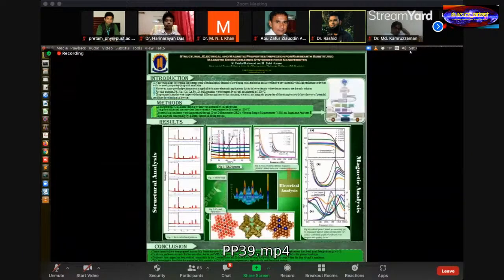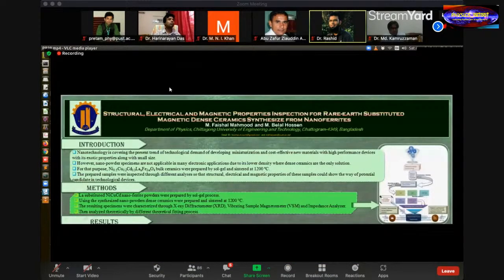I am Mohammad Faisal Mahmood from the Department of Physics, Chittagong University of Engineering and Technology, and this is my poster, entitled Structural, Electrical, and Magnetic Properties Inspection for Rare Earth Substituted Magnetic Dense Ceramics Synthesized from Nanoferrites.